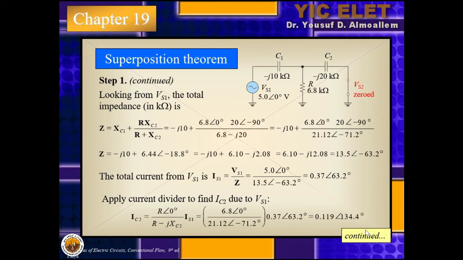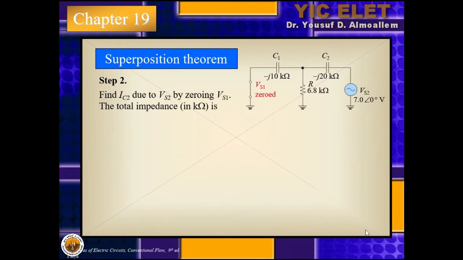Then if you plug in the numbers, you will get the IC2 portion from voltage source number 1. So this is the first part. I have to calculate the variable from the voltage source number 1, the first source. Now I have to repeat this same exercise for the second voltage source.